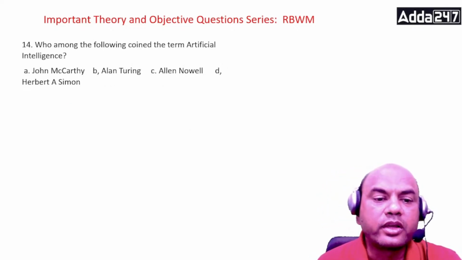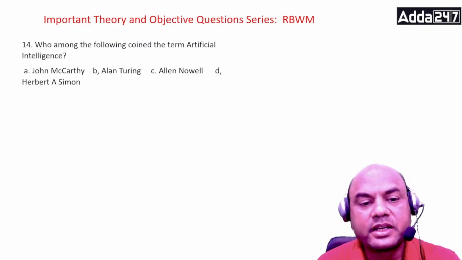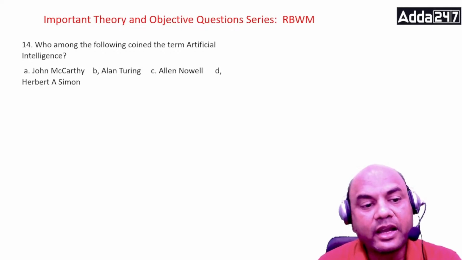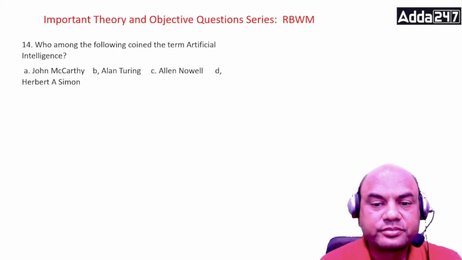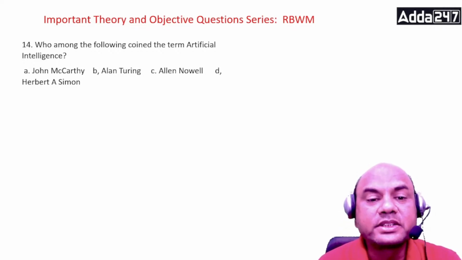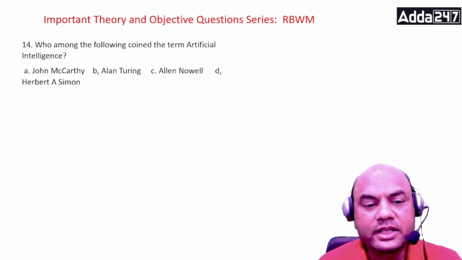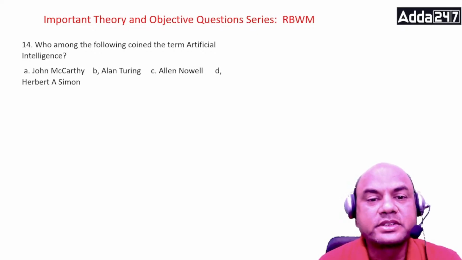Who among the following coined the term artificial intelligence? John McCarthy, Alan Turing, Allen Newell, or Herbert A. Simon. Who coined this term? Coined means who gave this term, that this is called AI. Who gave this term?